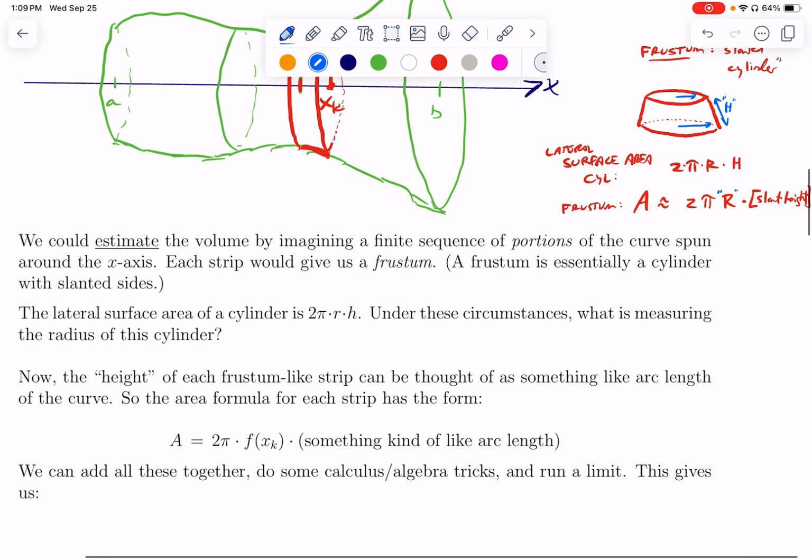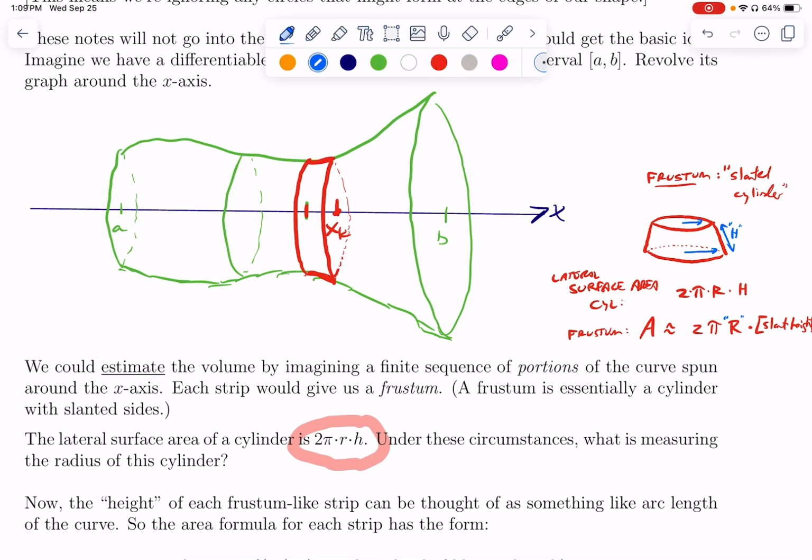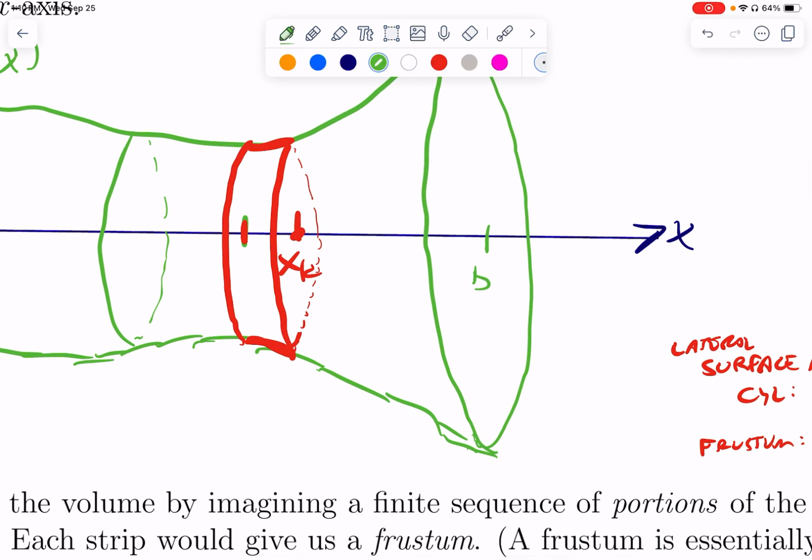So this is kind of what I have here. For a cylinder, our area is 2 pi times the radius times the height. Now, looking back at this graph, here is the graph of y equals f of x. For this cylinder or frustum, however you think about it, what is measuring its radius? Where is the center of that cylinder or frustum? Where is the edge? And how far apart are they? What is measuring that? Hopefully what you're realizing here is that this radius is basically measured by how tall the graph is.